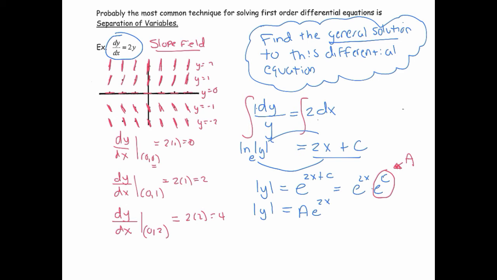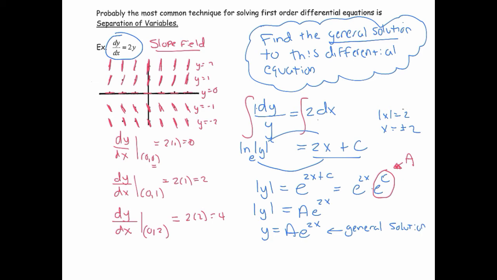And even here, if I have the absolute value of something, like the absolute value of x equals 2 means that x equals plus or minus 2, I can say that y equals plus or minus a e to the 2x, but the plus or minus can just be absorbed by the a, because again, that'll all be determined once we plug in an initial condition. So this is a legitimate answer to the differential equation. This is the general solution.